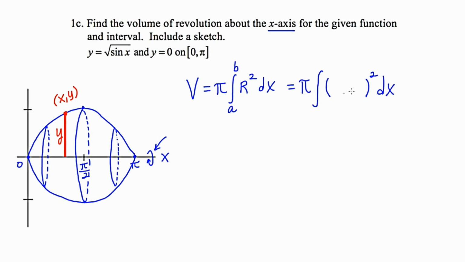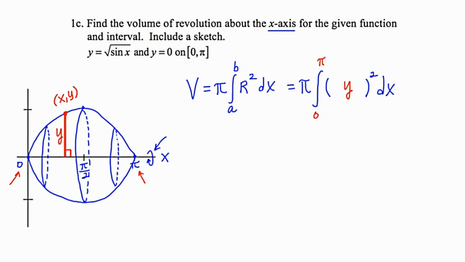So when we go to the formula over here, the formula calls for us to put the radius here, but the radius is really y. Now in terms of figuring out our limits of integration, you want to look to see where your representative radius is perpendicular to which axis. In this case, it's perpendicular to the x-axis, which means you're going to use a low x and a high x for your limits of integration. So our low x is 0 and our high x is pi.